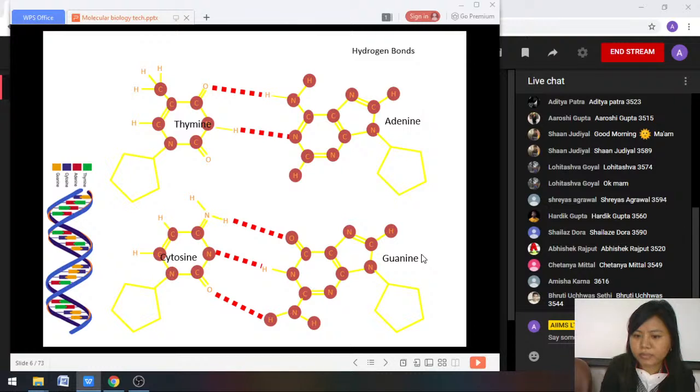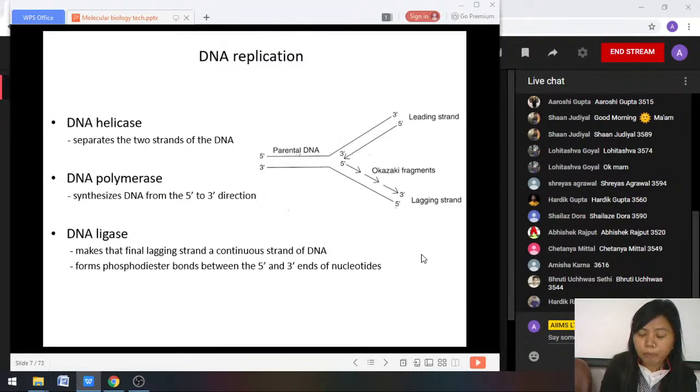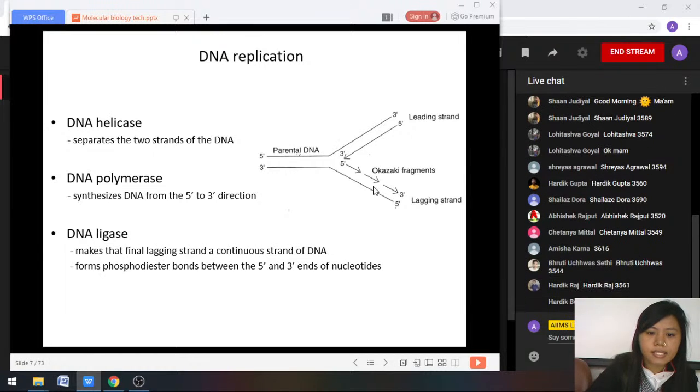The A and T form a double bond and C and G form a triple bond. In DNA replication, you are already aware that there are three enzymes commonly used. DNA helicase first separates the two strands, one called the leading and the other the lagging strand. DNA polymerase initiates strand placement, and DNA ligase binds the interrupted sequences of DNA in the lagging strand, which are called the Okazaki fragments.